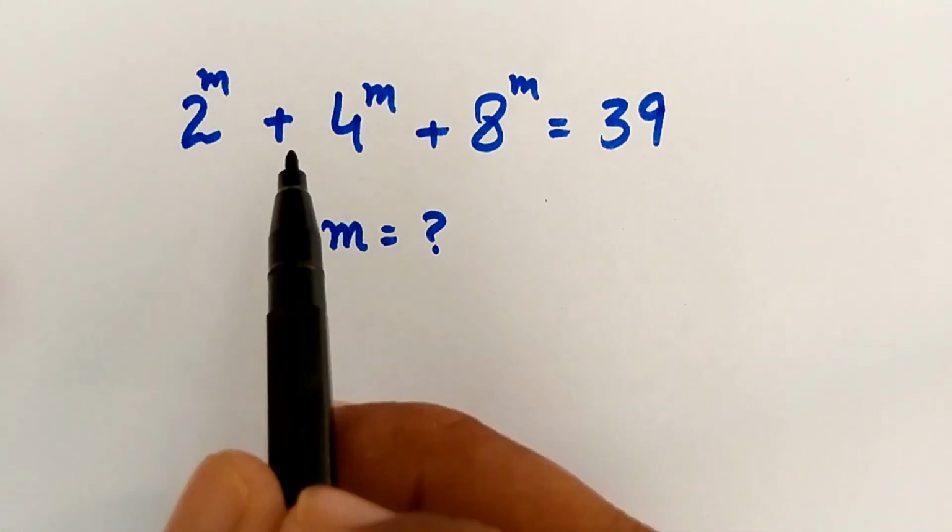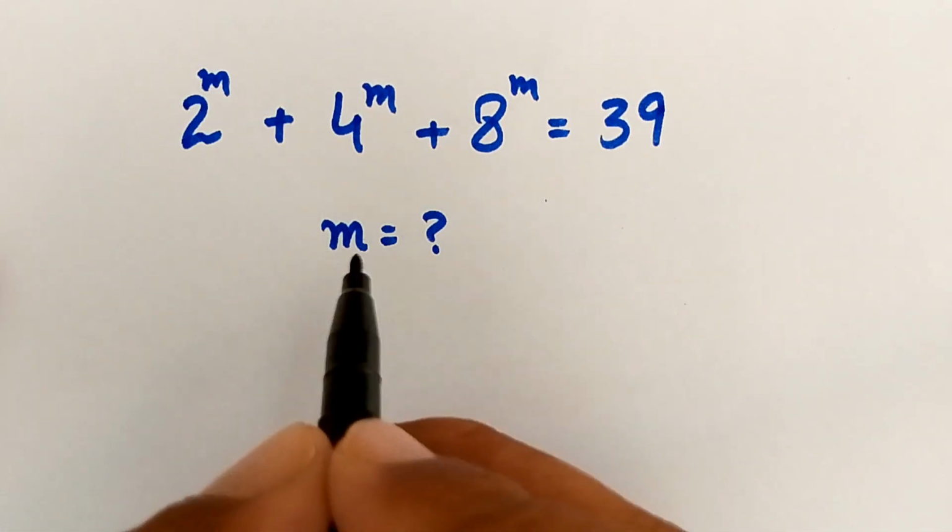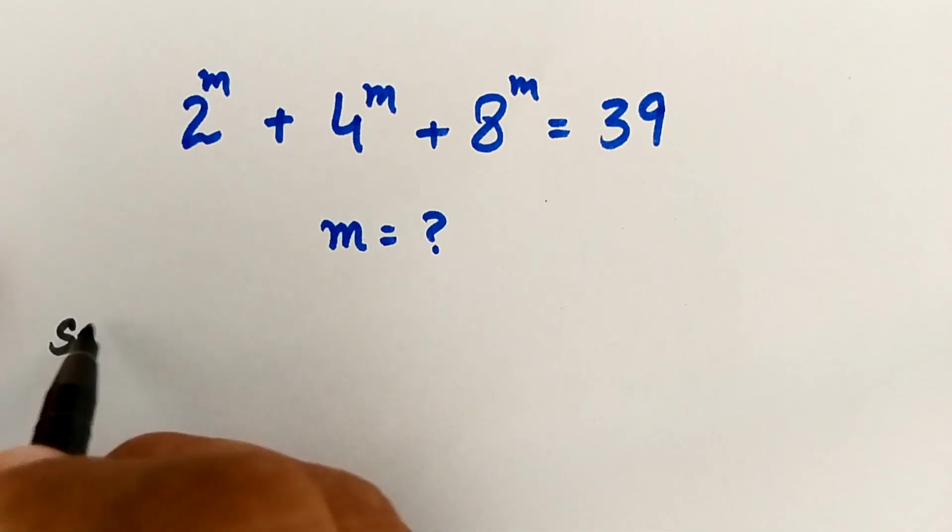That is 2 to the power of m plus 4 to the power of m plus 8 to the power of m is equal to 39. We have to find the value of m. So, solution.